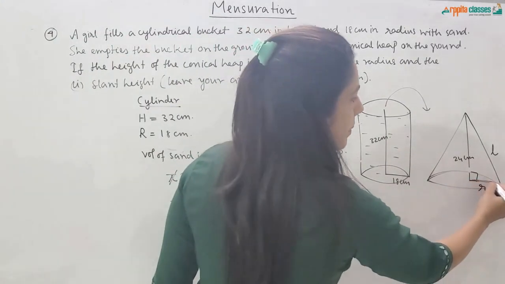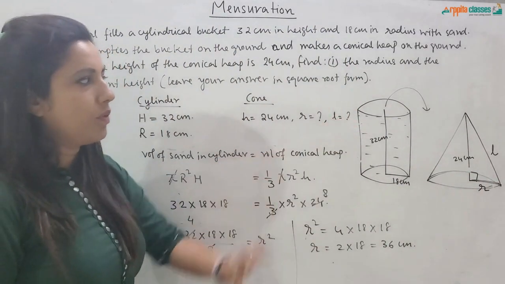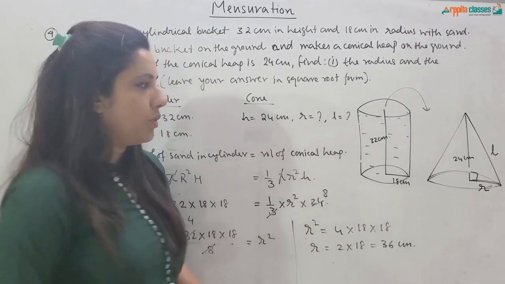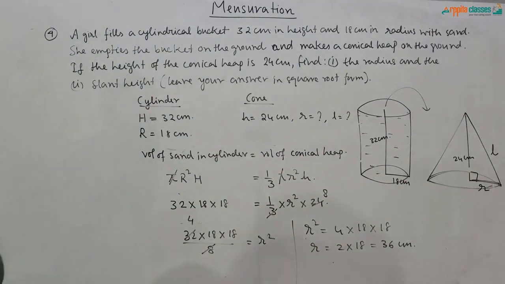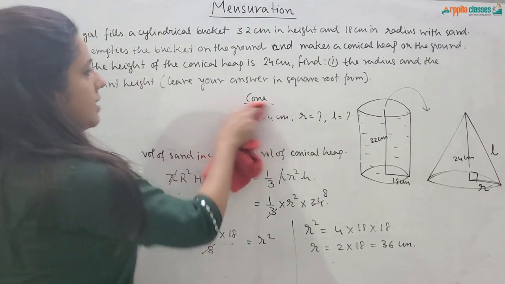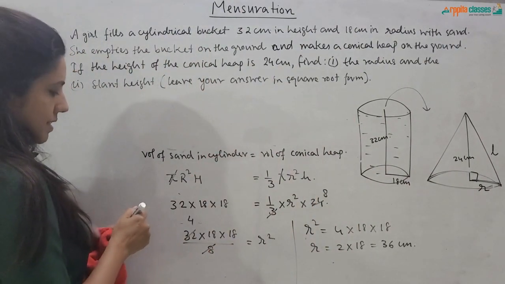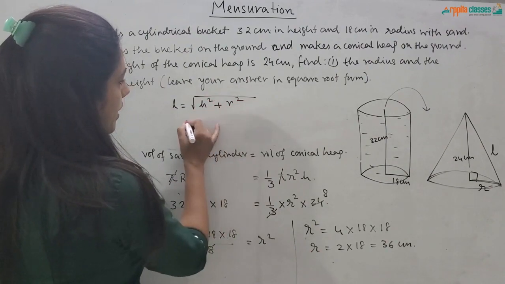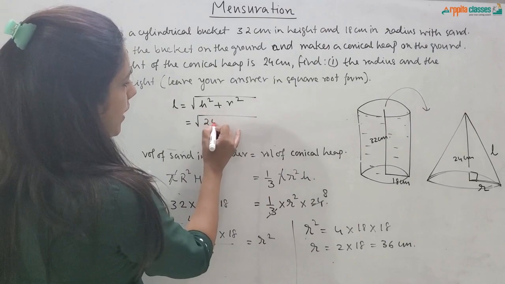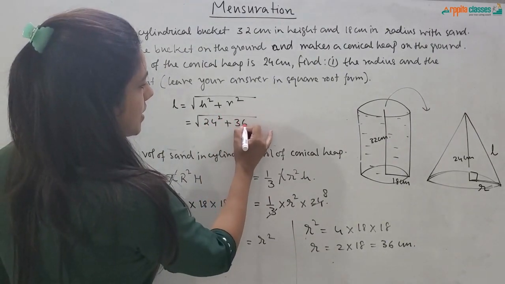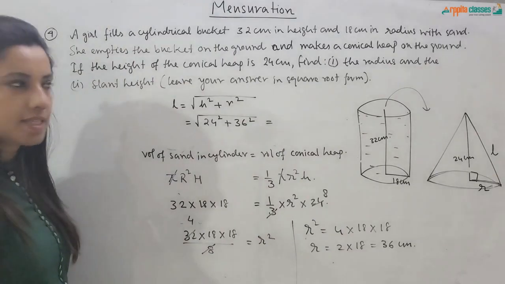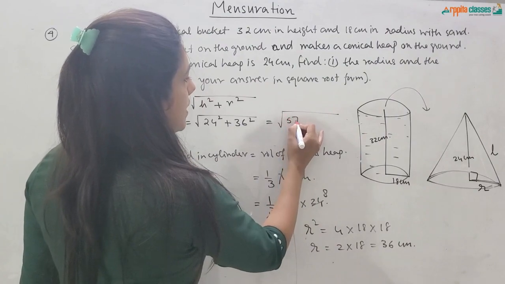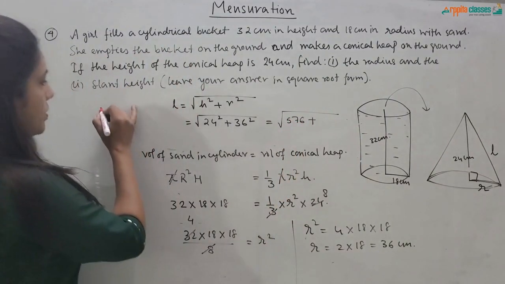So the radius of the base we got is 36 centimeter. Now we have to find out L, which we can get by Pythagoras theorem. That is L square is equal to h square plus r square. I'll do it here. The second part, that is we need to find out the slant height. That is L is equal to root of h square plus r square. The h square is 24 square plus r square, that is 36 square. So we need to find out the squares and then we have to leave the answer in square root form only. So 24 square is 576 plus 36 square, which we need to see.